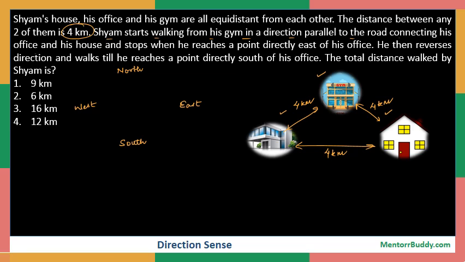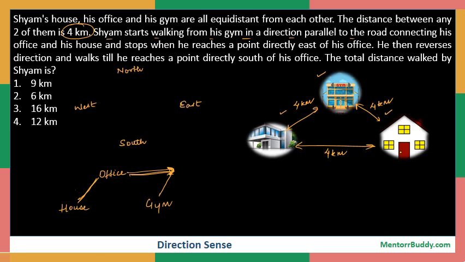So let me draw a separate thing. For example, if this is his office, this is his house, and let us assume this to be a gym. The question says he starts walking from his gym in a direction parallel to the road connecting his office and his house. Because this is the road connecting house and office, if he starts walking from gym, he walks and reaches a point which is exactly east of his office. So this is where he reaches.